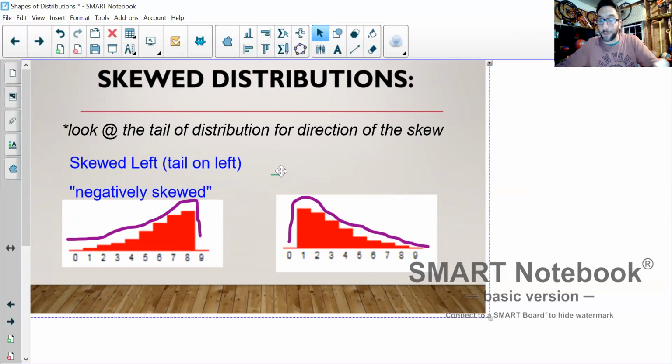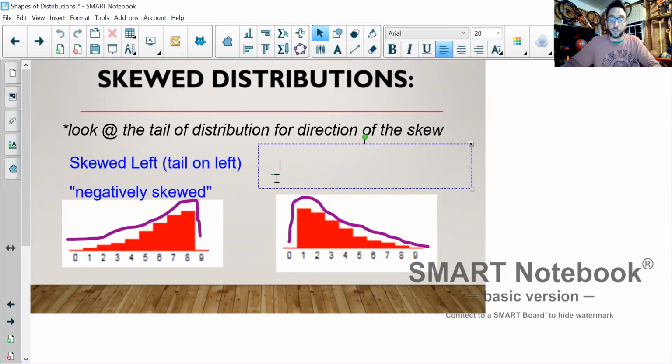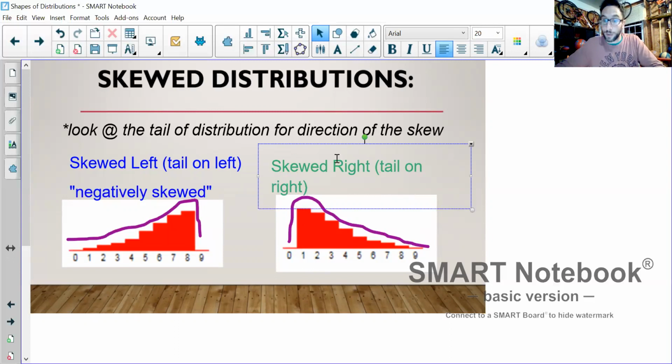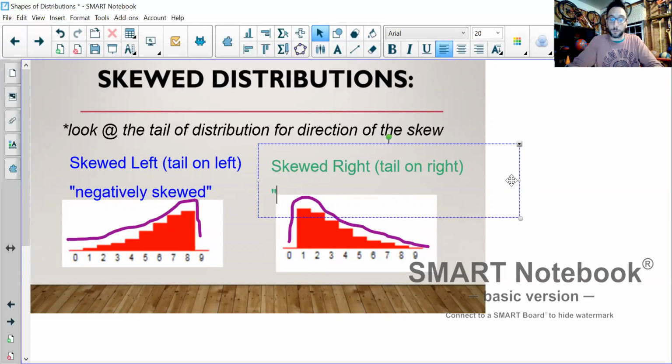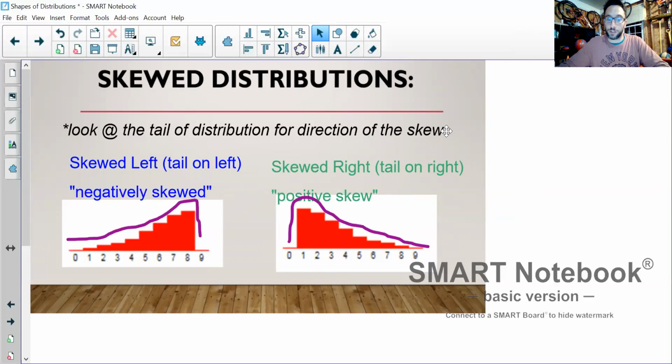Over here on this distribution, on the right, our tail is on the right side. Most of our data is concentrated on the left, the lower end, with some high numbers creating this tail on the right side. And so this is a skewed right distribution, right? Tail is on the right side. And as you might guess, we can also refer to that as a positive skew, or skewed towards the positive values.